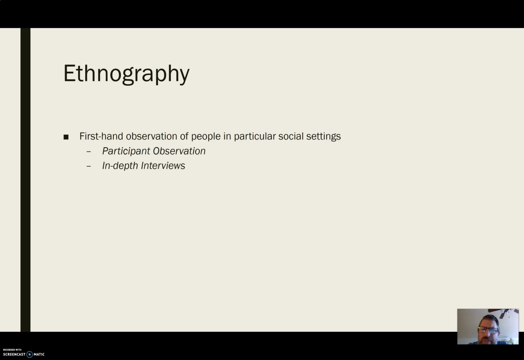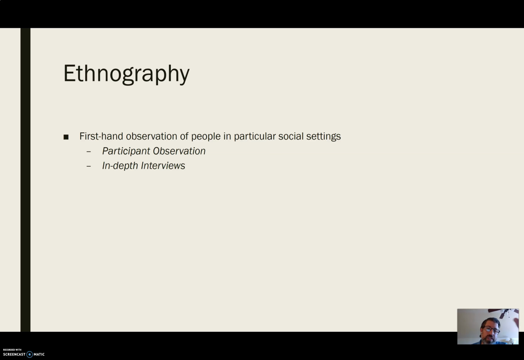I mean, here I'm kind of collapsing a couple of things together, but really what ethnography is all about is firsthand observations of people in their particular social settings. So participant observation and in-depth interviews are really the most common ways that people go about doing this. So in this context, a researcher might go into a particular social setting and just observe what's happening there, right? So go into a particular neighborhood and observe interactions among people in that neighborhood.